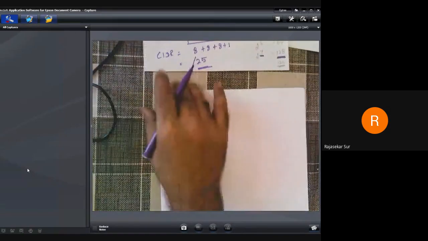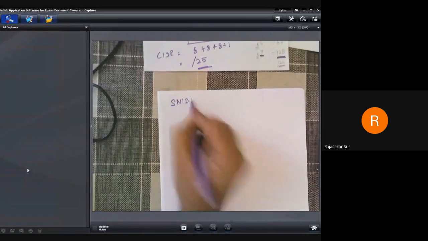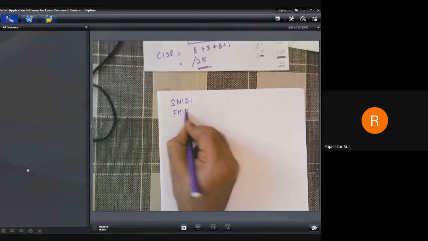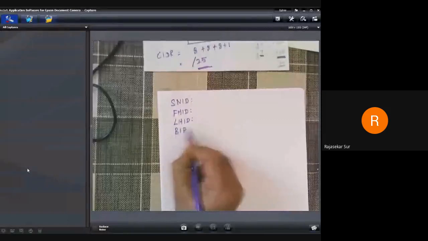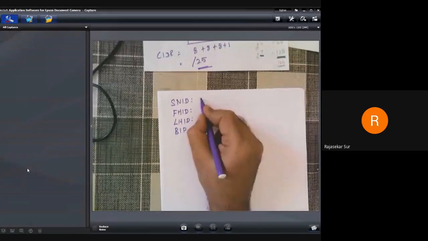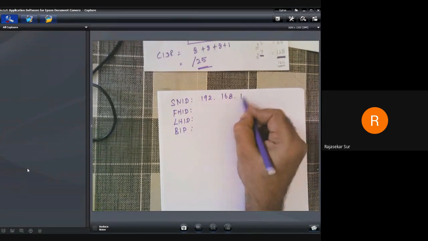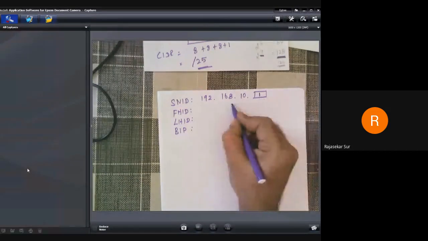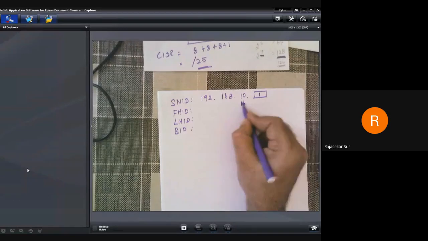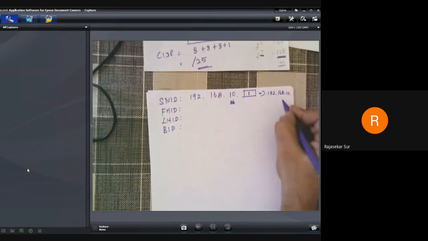Now I'm going to find the network ID, the subnet ID, the first host ID, the last host ID, and the broadcast IP address. So what does the subnet ID mean? 192.168.10 dot. We borrowed 1 bit.